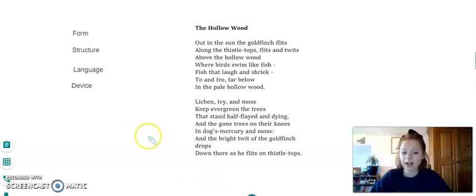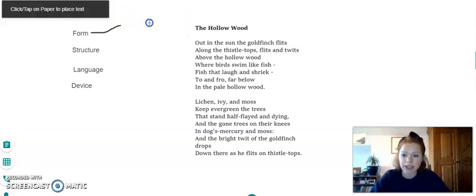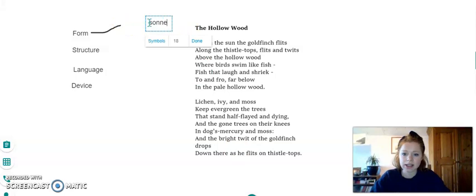Can anybody tell me the form of this poem? Yeah, so if it's a short poem, it's often a good idea to count the line length, because with short poems, sometimes it's a good indicator, if it looks quite squat on the page, that it might be a sonnet. So if we count the lines in this poem, yeah, there's 14 lines. Now 14 lines is an indicator that it's a sonnet.